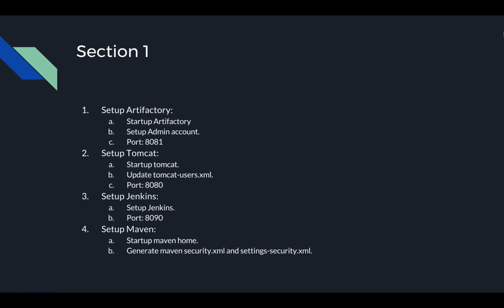Okay, so now that we have Jenkins set up, let us make sure that we finish up the last portion of the setup. We have already set up Artifactory. We have it up and running on port 8081. We have set up Tomcat, and we have updated Tomcat users to be able to access the manager as well as the manager script. We have set up Jenkins, and we have installed some of the default plugins, and we customized Jenkins to run on port 8090.